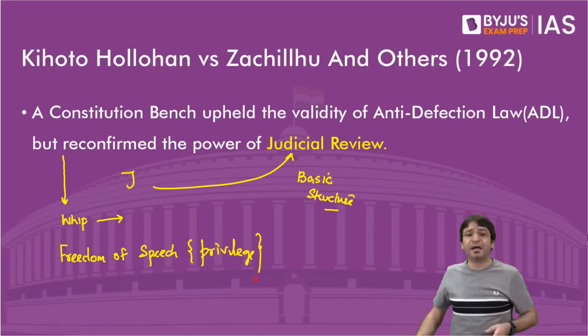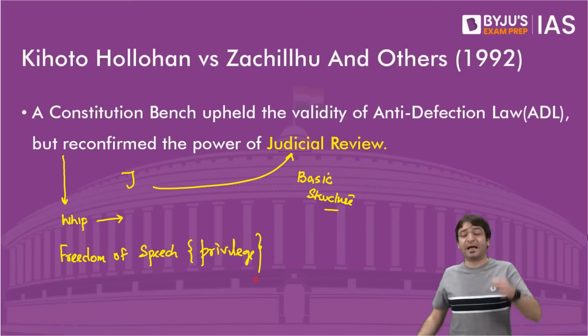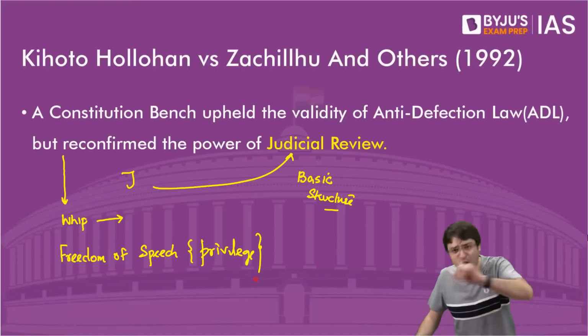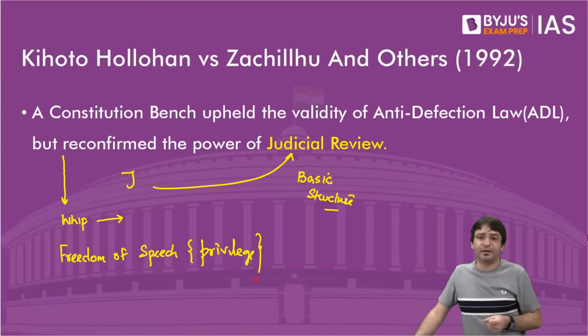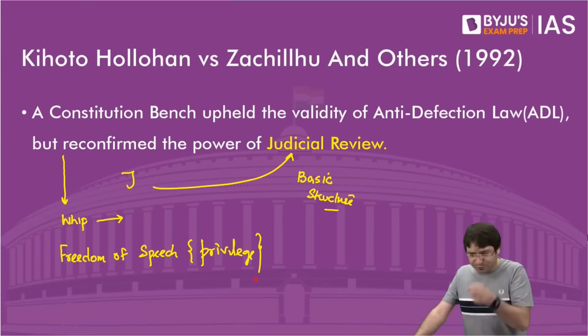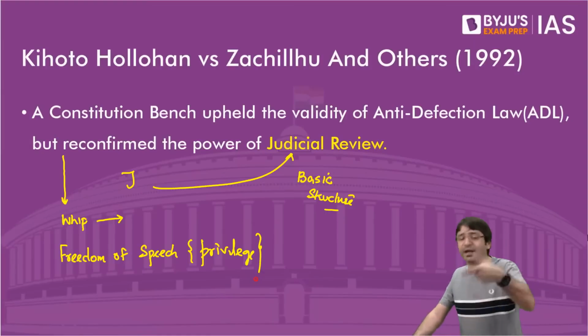Constitution gives me a privilege. I can say whatever I have to say. I can vote whatever I have to vote. And no action can be taken against me in any court of law. That is the privilege that I have. And now this law is saying if you vote against the whip, you will be disqualified. I have the absolute freedom to say whatever I want to say, to vote whichever way I want to vote inside the parliament. How can I be disqualified?